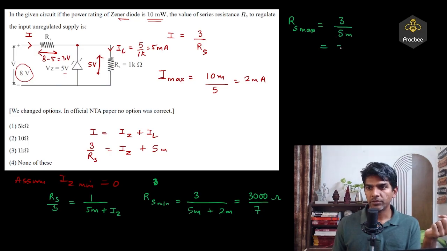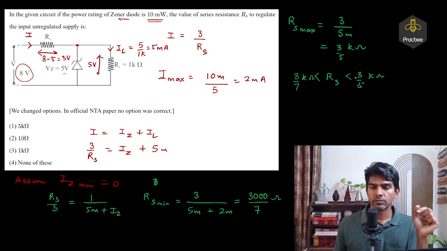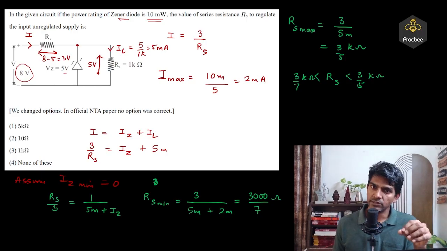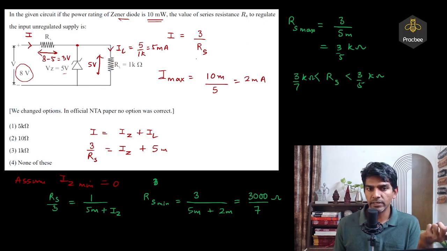So this comes out to be 3 by 5 kilo ohms. So Rs value should vary from 3 by 7 kilo ohms to 3 by 5 kilo ohms. Okay, so we have a range. Sometimes they'll ask you what is the minimum resistance and the maximum resistance of Rs, but in this question they have clearly mentioned what is Rs, right? So none of these options is correct. So option 4 should be the right answer.